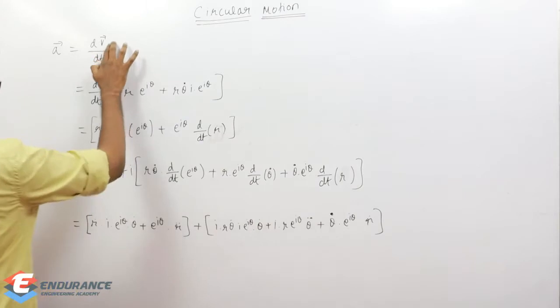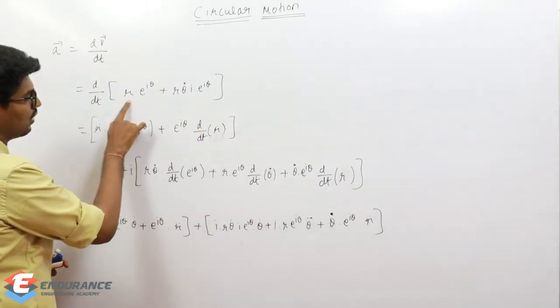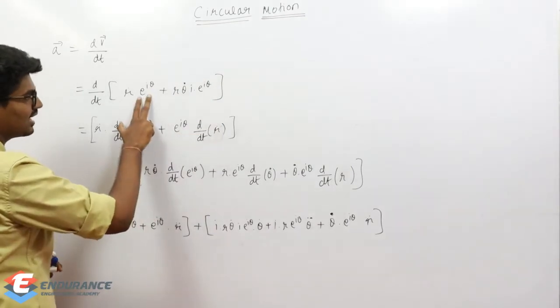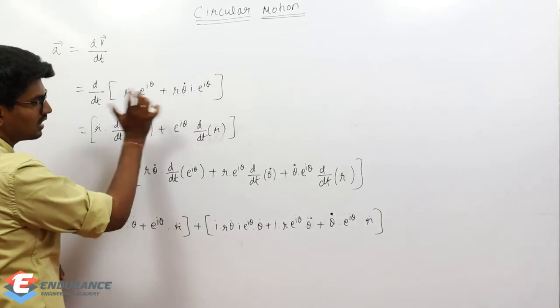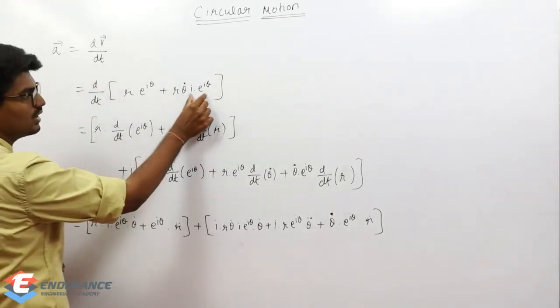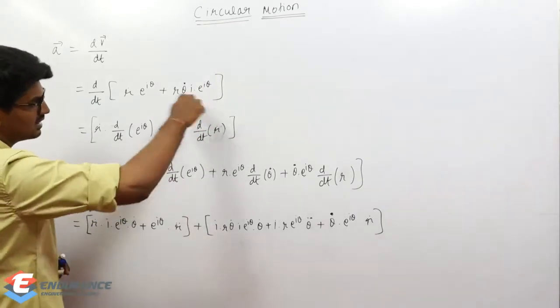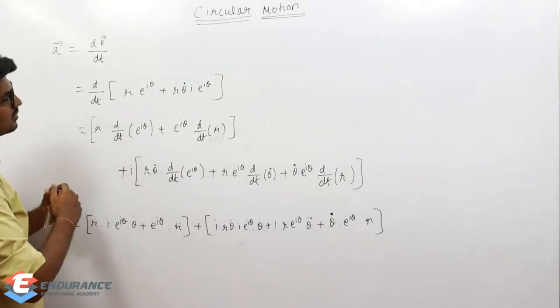So if I differentiate velocity with respect to time, this is the equation which I got for velocity, right? r dot, which is the radial component, e i theta, which is the unit vector along the radial direction, r theta dot, which is the tangential component of velocity, i into e to the power of i theta, which is et cap, that is the tangential unit vector.